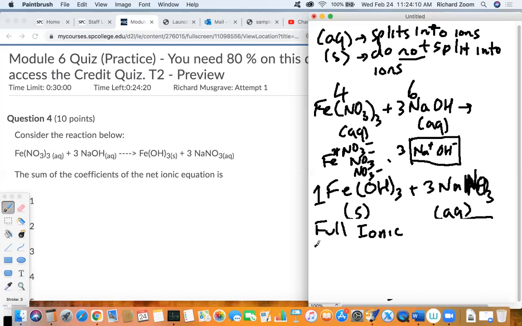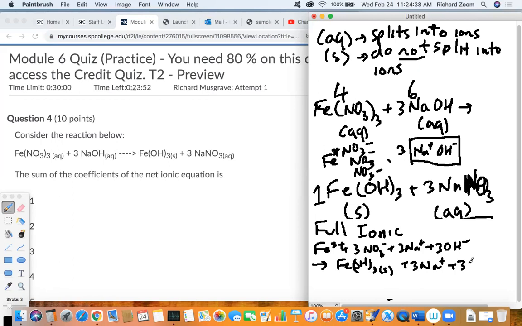It's going to be Fe3+ plus 3 NO3 minuses plus 3 Na+ plus 3 OH minus. This is where that 6 comes into play. And that gives Fe(OH)3 solid plus 3 Na+ plus 3 NO3 minus. So that's the full ionic equation.